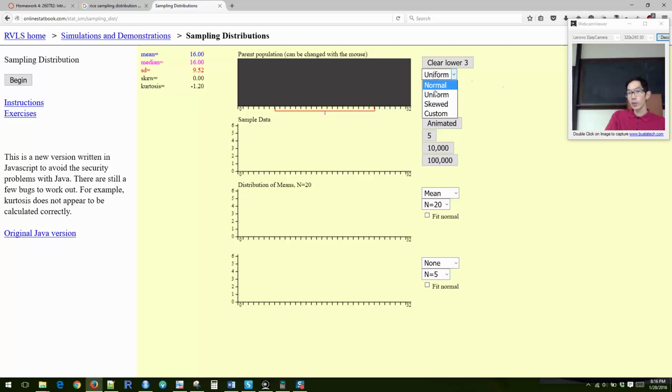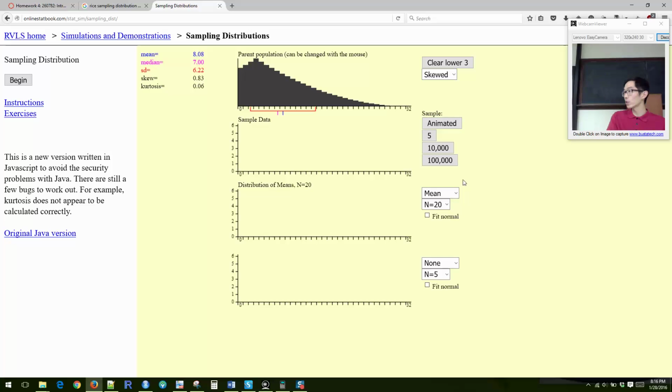What would happen if I have a skewed distribution? This is unimodal, but it's skewed. This has a mean of 8. This blue right here represents our mean. This spot right here represents our median. And the standard deviation is quite high at 6.22. What do you think will happen when I take samples and we're looking at the distribution of sample means?